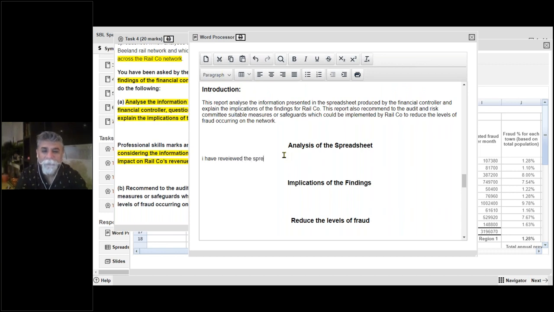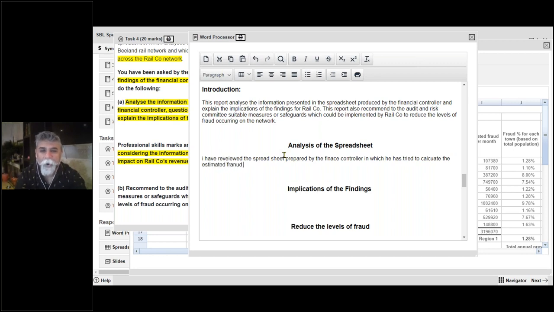I have reviewed the spreadsheet prepared by the finance controller, in which he has tried to calculate the estimated fraud amount per annum as a result of lack of ticket barriers at Railco stations. Is that a good opening? I have reviewed the spreadsheet prepared by the finance controller, in which he has tried to calculate the estimated fraud amount per annum as a result of lack of ticket barriers at Railco stations.